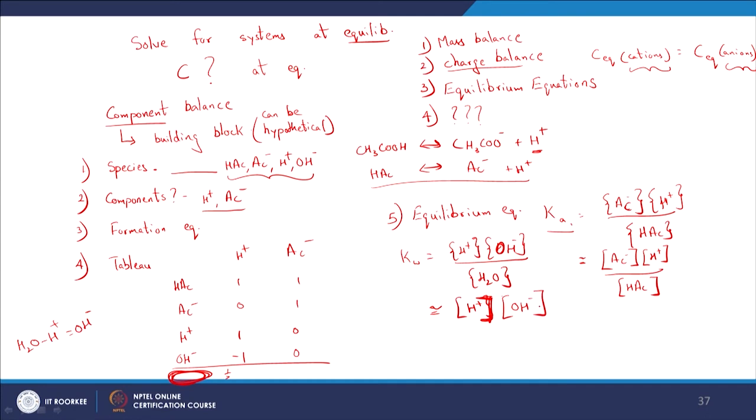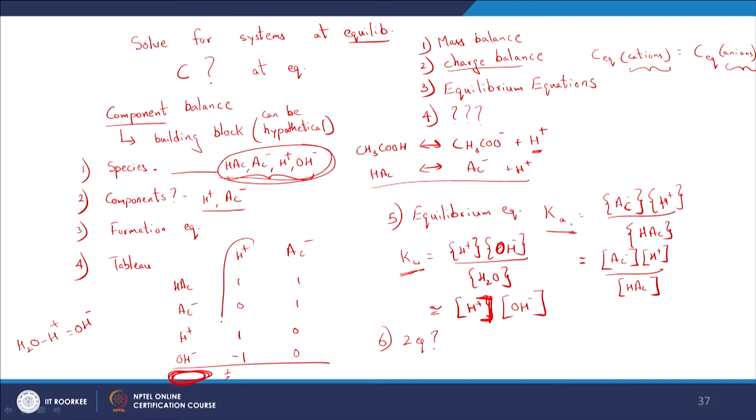Right. But still we have only two equations here, Ka1 and Ka2, the equilibrium equations, and we have four unknowns here, as you see in the species. So, what do we need to do? We need to come up with two additional equations. What are those though? That is where you will use the component balance.